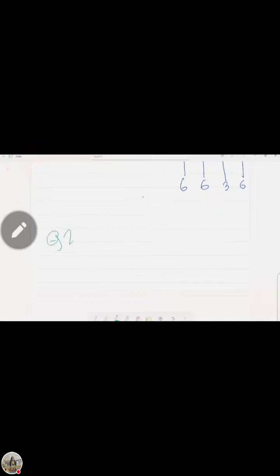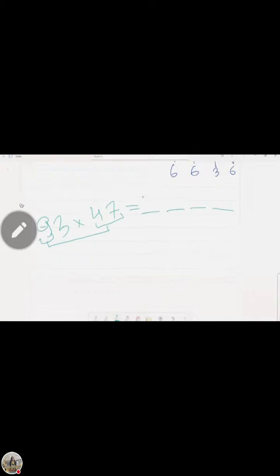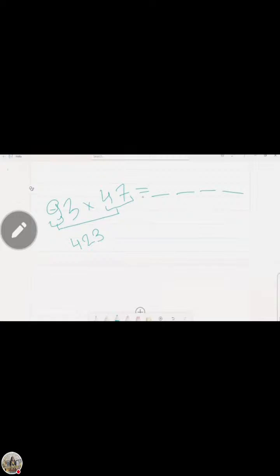93 multiplied by 47. Our answer will come in 4 digits: 1, 2, 3, 4. And then what is our first step? To multiply the first digit of the first number by the second number. So 47 multiplied by 9 is how much? 423. Okay? Yes. I'm just writing 0 and 0.